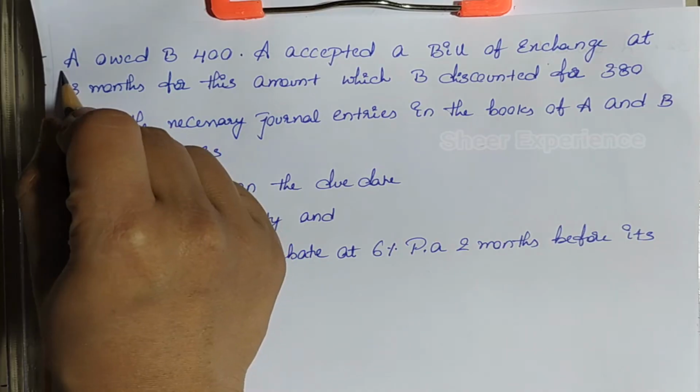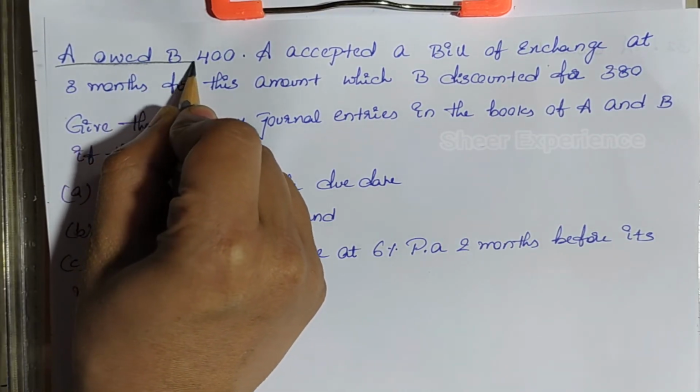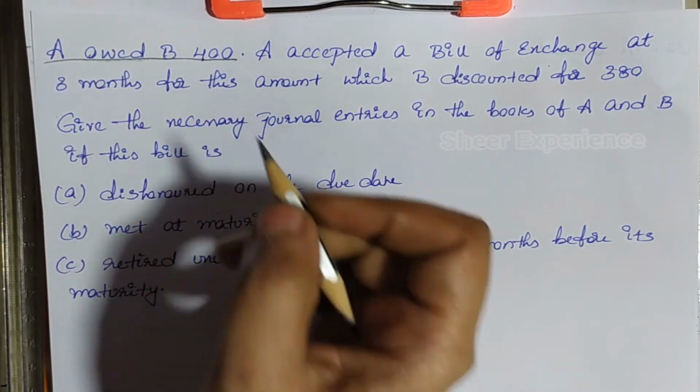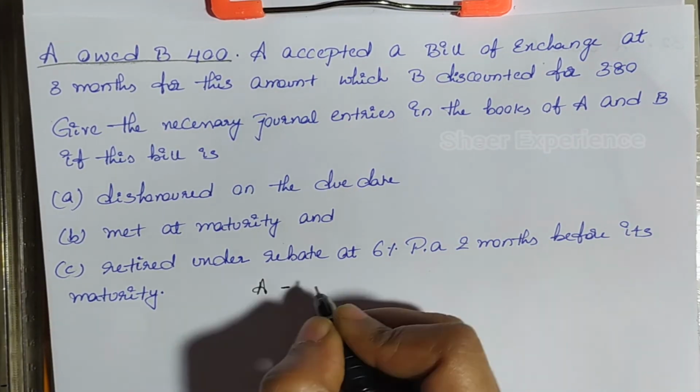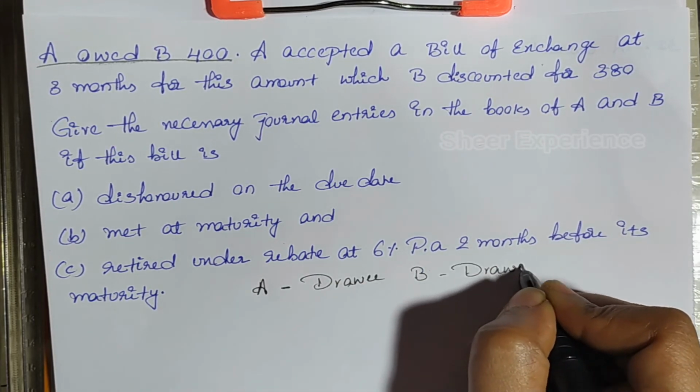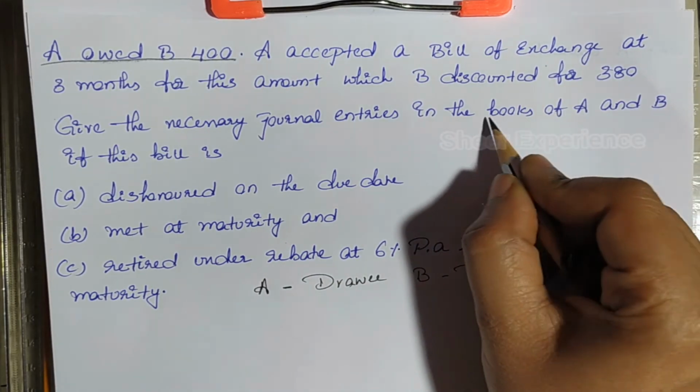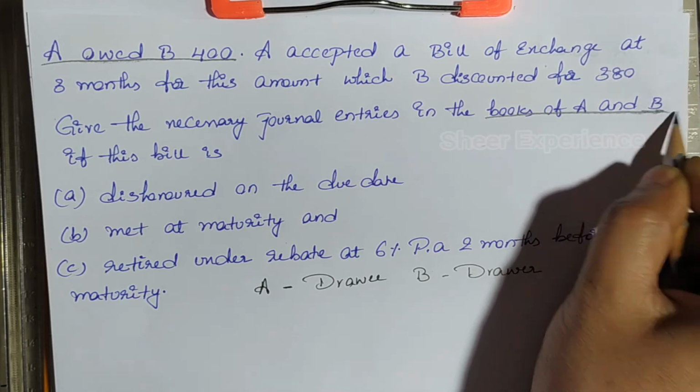In the question it says A owed B 400. This means A has to pay the bill amount to B. So A becomes the drawee and B becomes the drawer. We need to record the journal entries in both A and B books.